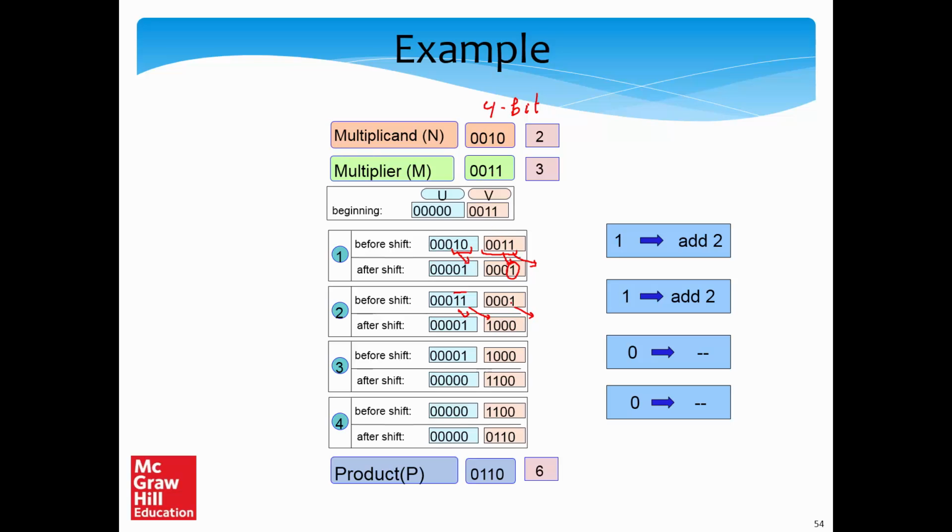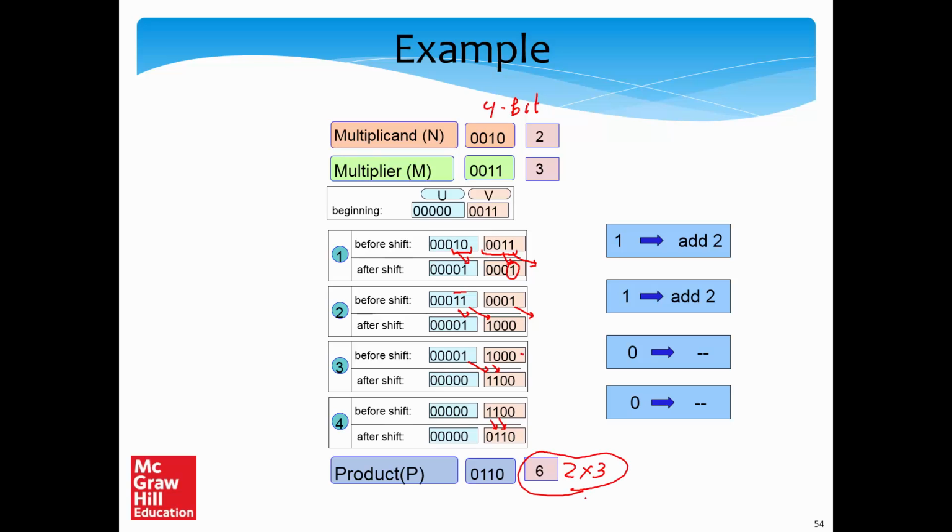The rest of the bits of the multiplier are 0 0, so nothing will happen before the shift, but after the shift the bits will each move by 1 position, and then the same happens in the fourth iteration where the bits move by 1 more position. So at the end of 4 iterations, because it's a 4-bit number system, the computation is done. The product P is 0 1 1 0, which is 6, which is exactly what we would expect. 2 times 3 is 6.